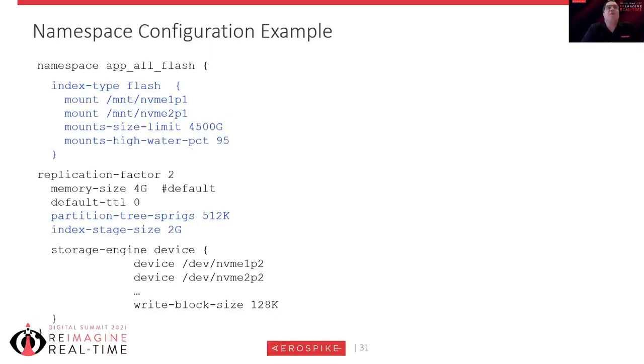In terms of how the configuration actually looks, it's really straightforward. The index type is flash, the mount points are allocated. We'll limit that to the size of the index that we want to have per node. And then we'll define the partition tree sprigs and the index stage size as mentioned before.